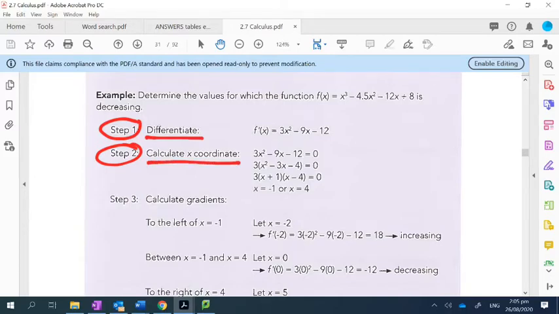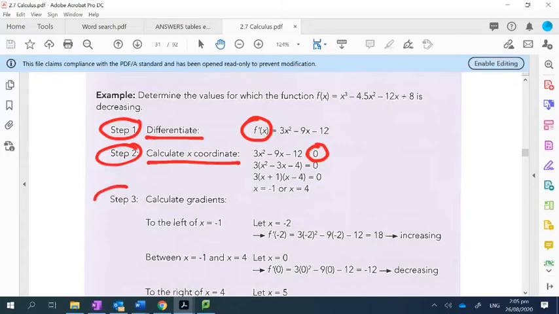And remember that to find the x-coordinates, all we have to do is replace our f prime of x, or our dy/dx, with what number? 0, right? Because the slope at that point is 0, and that'll allow us to solve for x. So these are exactly the same steps that we used last time we met. Okay?